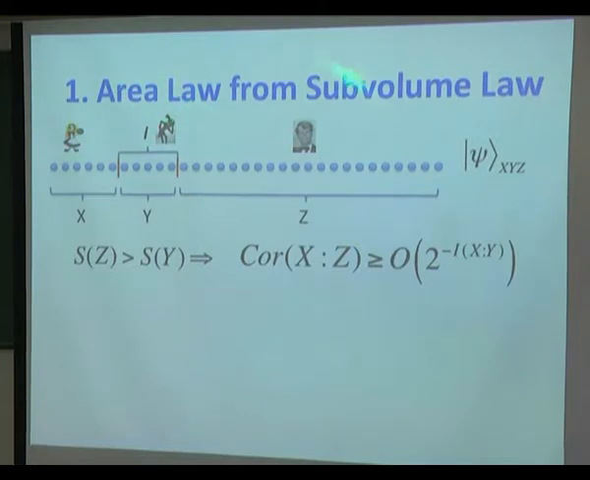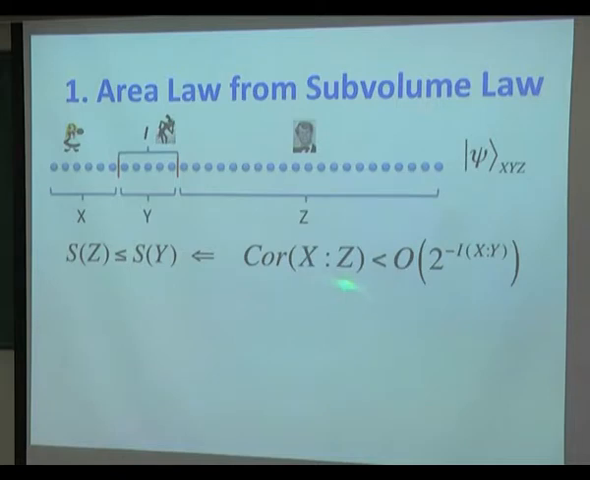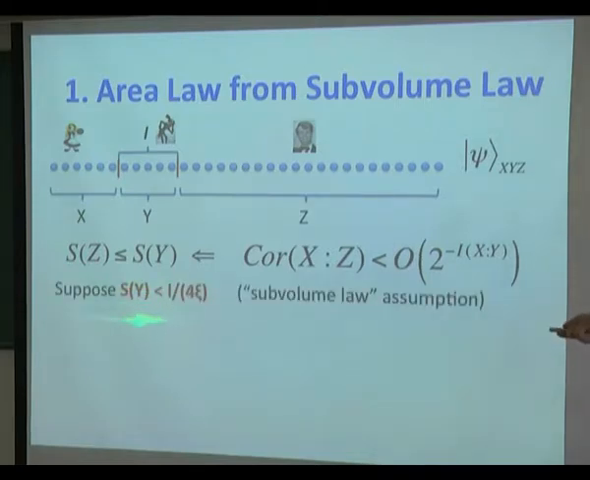We want to get an area law from the assumption of a subvolume law, and we want to use the relation we just saw how to derive. It's more useful to use the reverse implication: big entropy means big correlations, which is the same as small correlations implying small entropy. This is just another way of writing the result we saw. Now this is our assumption. Suppose that we have X, Y, and Z, but the entropy of Y is smaller than L over 4 times the correlation length. So what's the maximum value of S_Y?